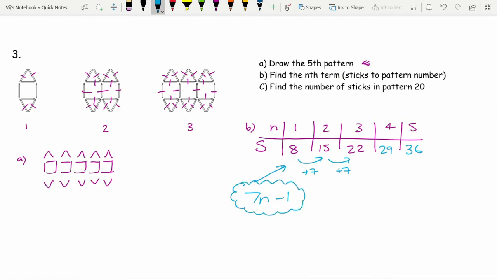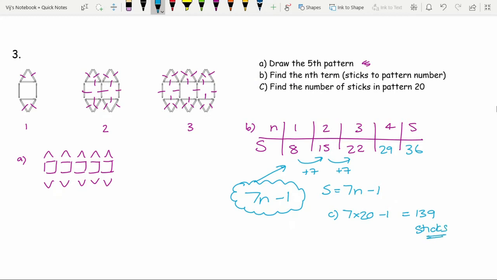So then for this, what we're looking at is that the number of sticks equals 7 times the pattern number, take away 1. Now again for C, all I need to do is substitute 20 into this formula. So I've got 7 times 20, take away 1, which is 139 sticks.